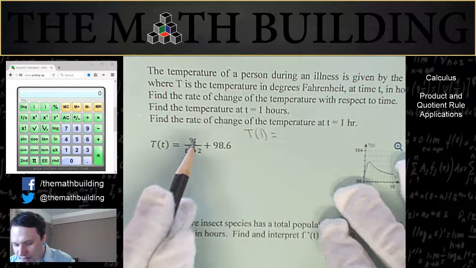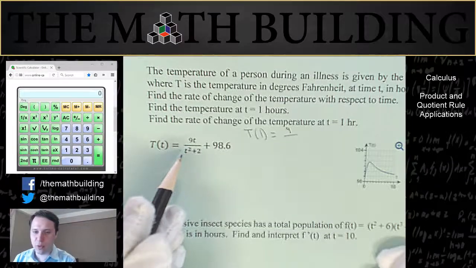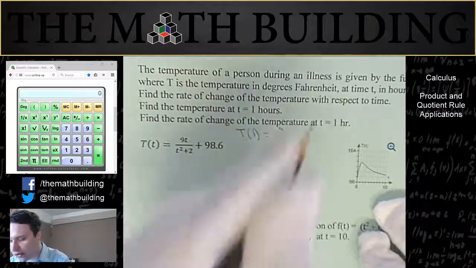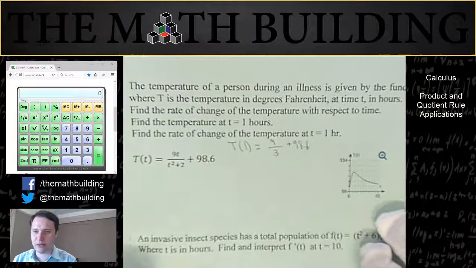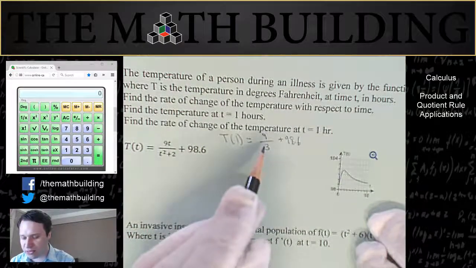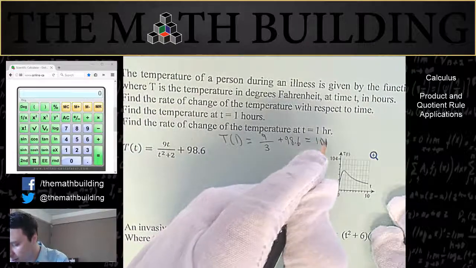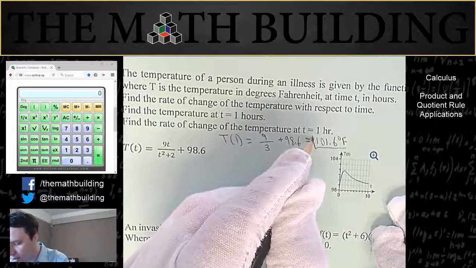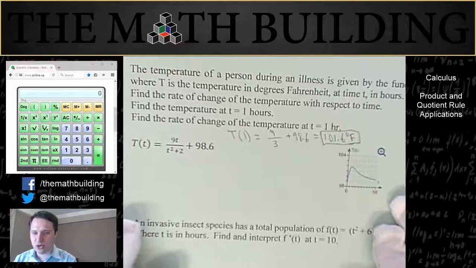So if I plug in a 1 here, I get 9 times 1 is 9, over 1 squared is 1, and 1 plus 2 is 3. So that fraction is 9 over 3 plus 98.6. So that's going to be their temperature, and 9 divided by 3 is 3. So they're burning up. If we add that on, their temperature at a time of 1 hour is 101.6 degrees Fahrenheit. So that's their temperature.